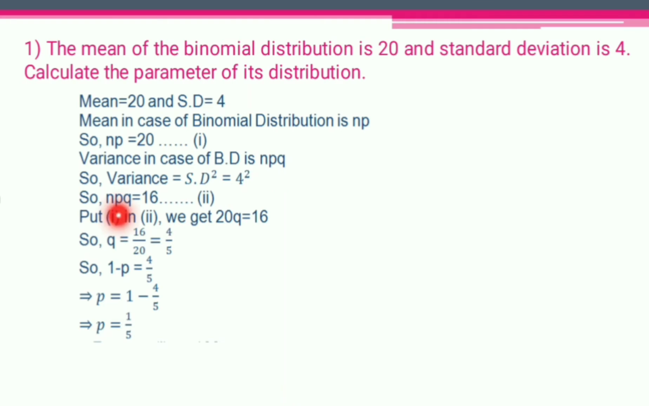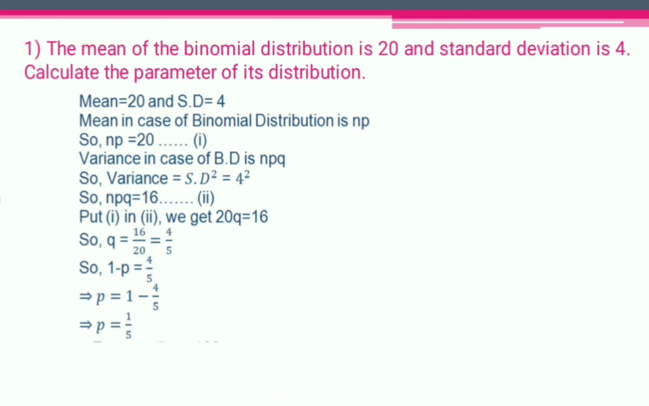And what is the value of q? q is 1 minus p, right? So 1 minus p is equal to 4 upon 5, and from here p will be equal to 1 minus 4 upon 5, which is equal to 1 upon 5. So p is equal to 1 upon 5.